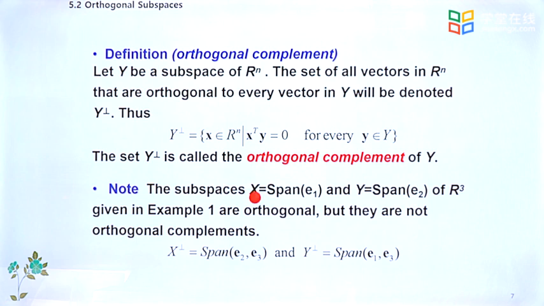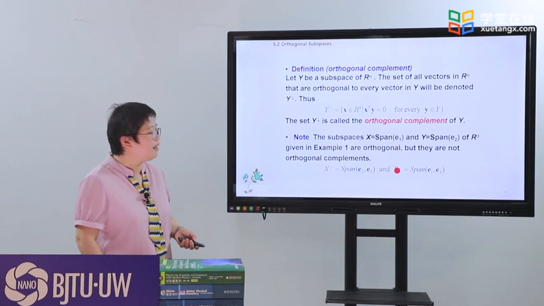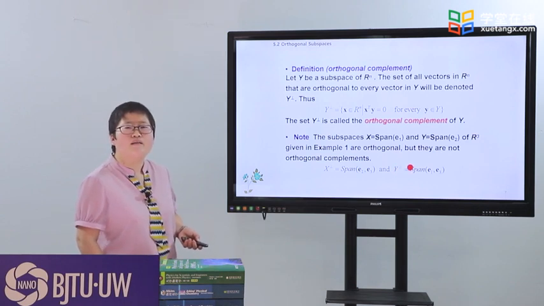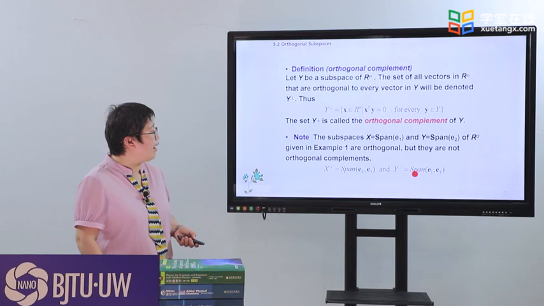The orthogonal complement of X should be span of e2 and e3. And the orthogonal complement of Y equals the span of e1 and e3. So this is the largest set that contains all the vectors that are orthogonal to any vector in X. Similarly, this set is the largest set that contains all the vectors that are orthogonal to every vector in this subspace Y.